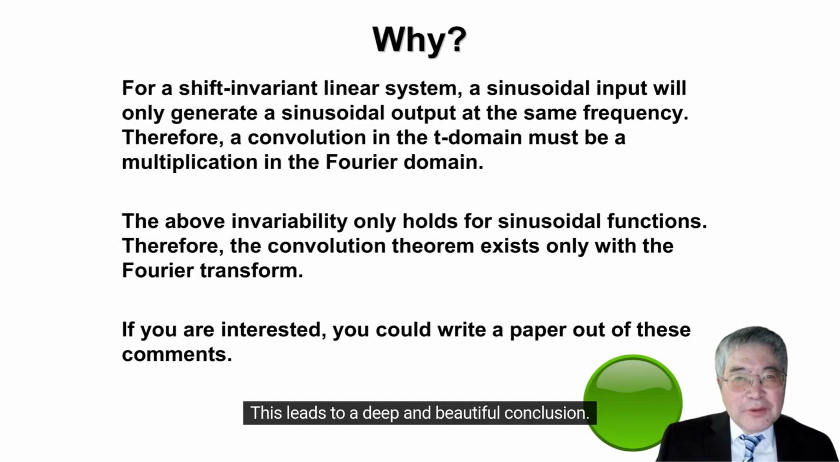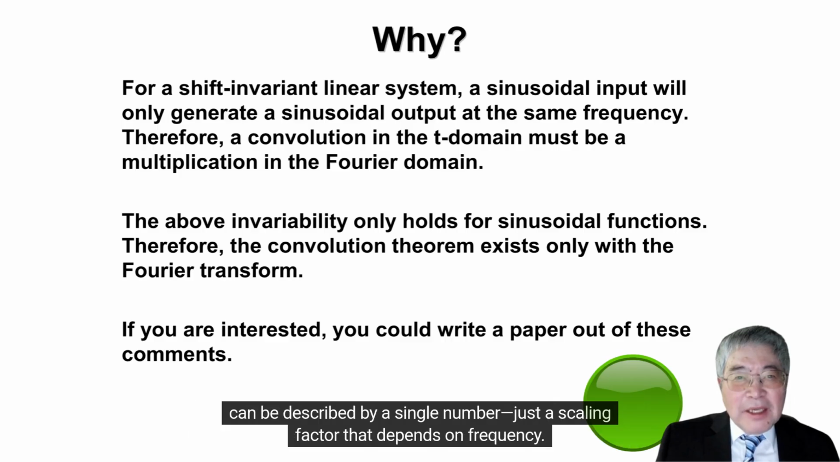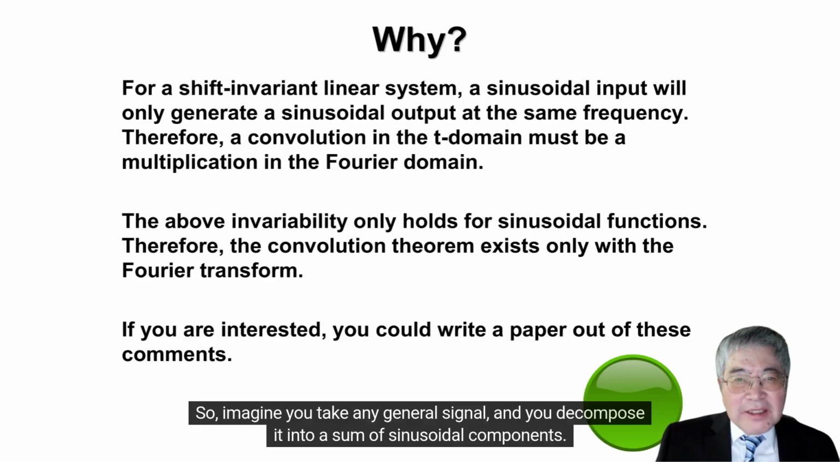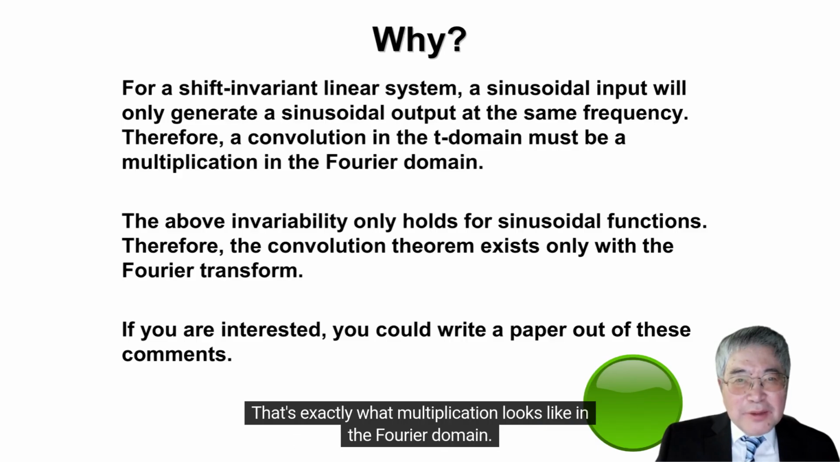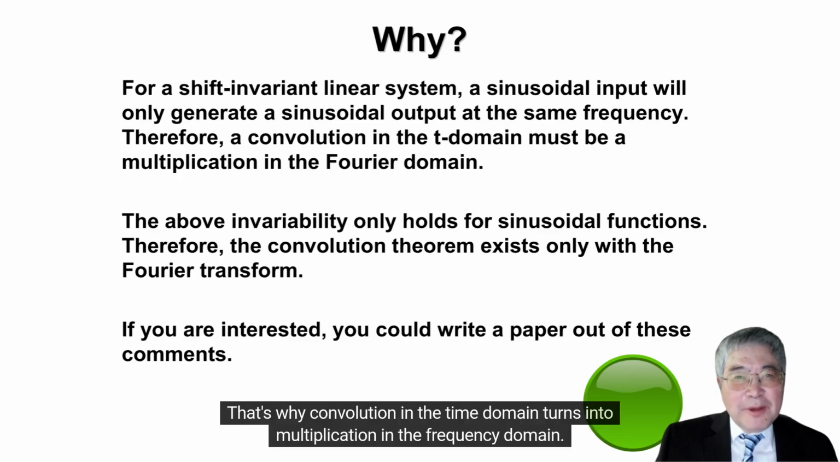This leads to a deep and beautiful conclusion. If sinusoidal signals are preserved in shape and frequency, then the effect of the system on each frequency component can be described by a single number, just a scaling factor that depends on frequency. So imagine you take any general signal and you decompose it into a sum of sinusoidal components. The system acts on each component individually, scaling each one by a different amount. That's exactly what multiplication looks like in the Fourier domain. Each frequency is being multiplied by its own gain factor. That's why convolution in the time domain turns into multiplication in the frequency domain.